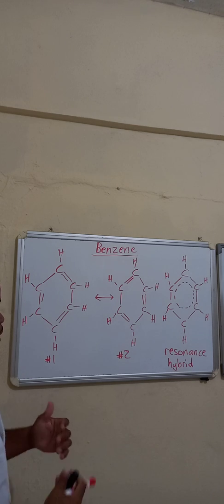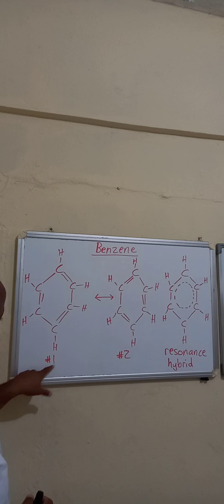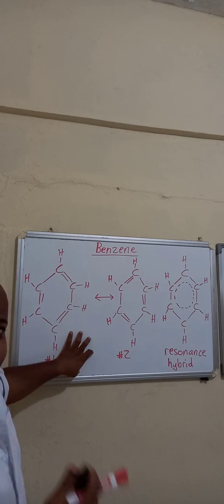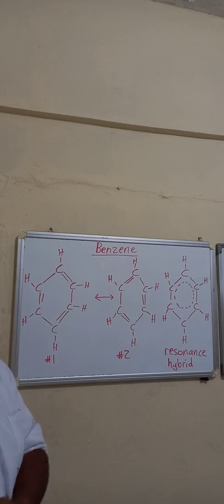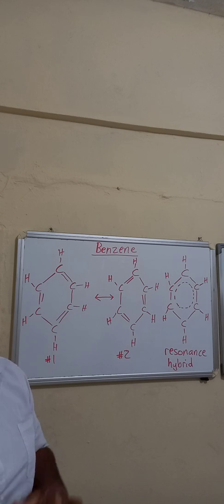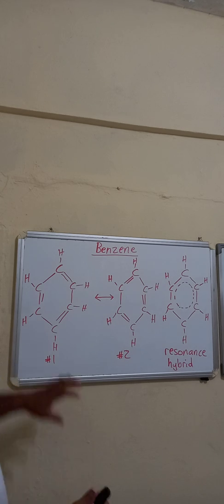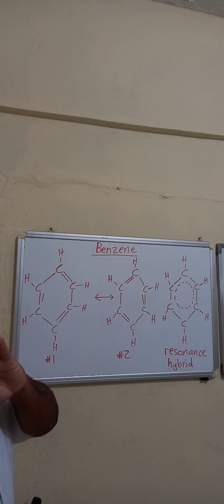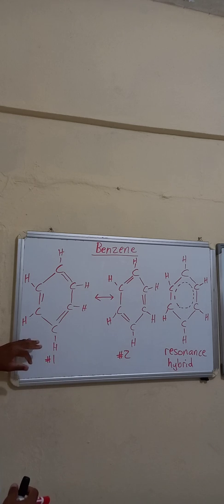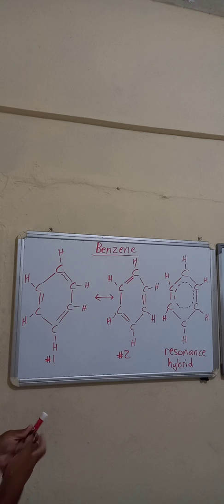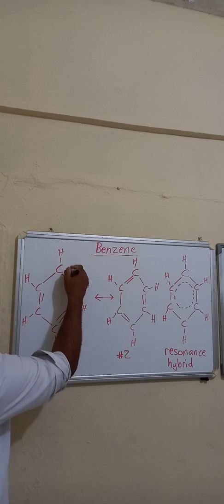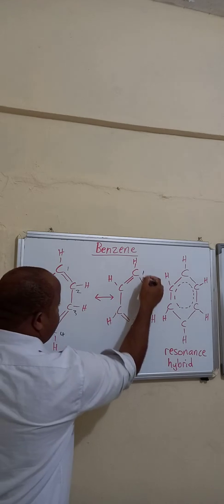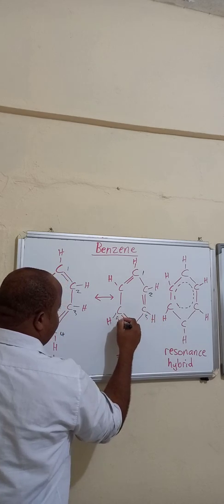So these now, number 1 and 2, are the resonance structures of benzene. Remember, resonance comes about when you have a molecule with delocalized electrons and you have to draw a particular diagram. Remember, we have 3 pi bonds in benzene. Let's number the carbons: carbon 1, 2, 3, 4, 5, 6.